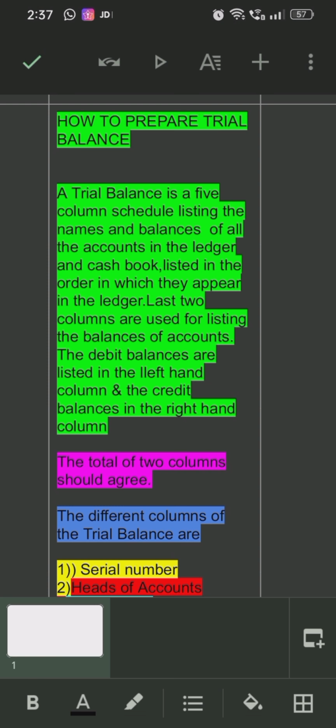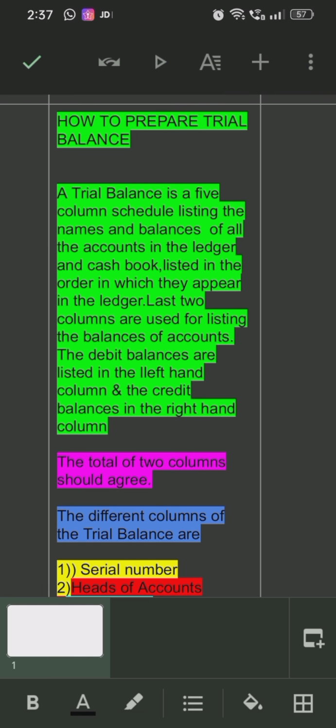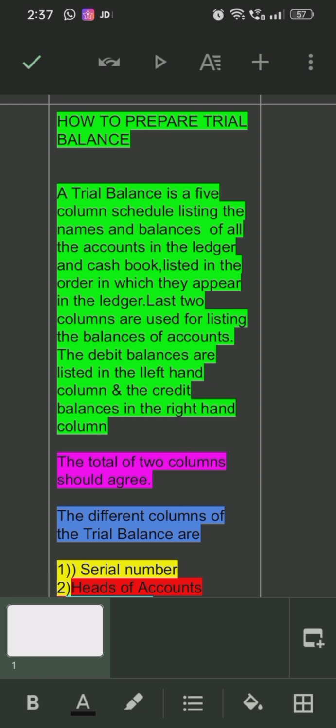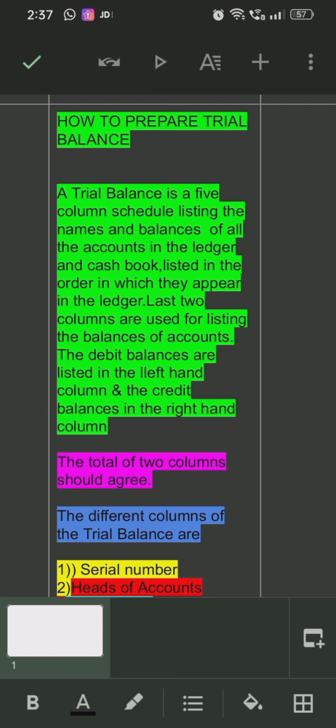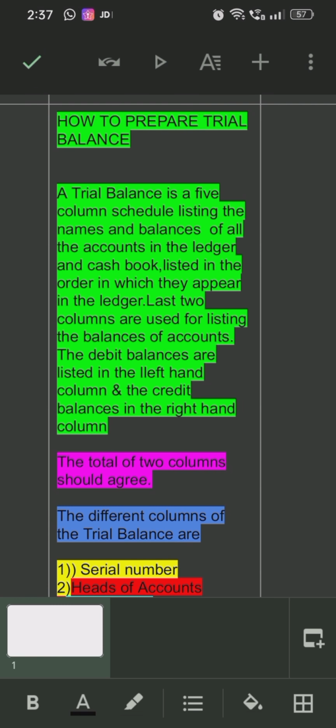A trial balance is a five-column schedule listing the names and balances of all accounts in the ledger and cash book, listed in the order in which they appear in the ledger. The last two columns are used for listing the balances of different accounts. The debit balances are listed in the left hand column and the credit balances in the right hand column. The totals of the two columns should agree.